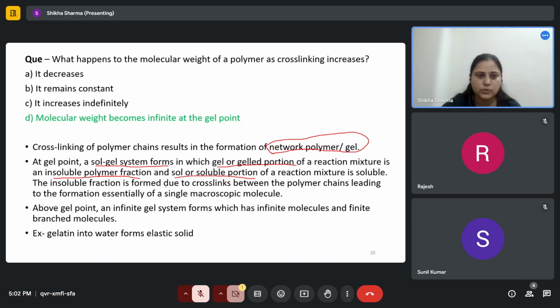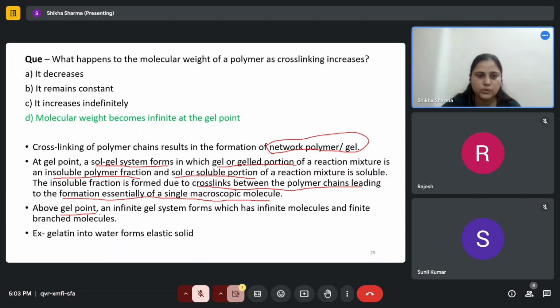In the insoluble fraction, which is the gel, there will be more cross-linking between the polymeric chains, leading to the formation of essentially a single macroscopic molecule, right? So when there is a sol kind of system and more cross-linking is added, it goes towards a gel-like structure, and there is a point known as the gel point where the sol-gel system exists. In that, some portion is in the gel form, the insoluble polymer fraction, and some is in the soluble form.